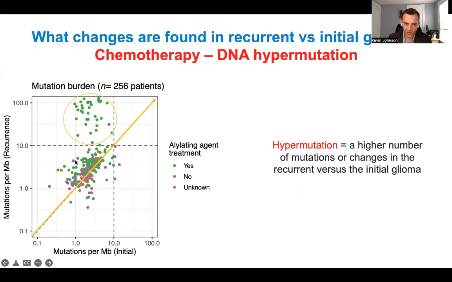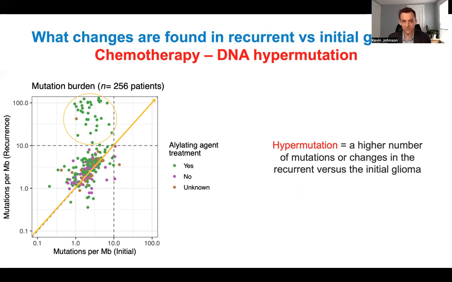But note that not all patients that are treated with this therapy develop this hypermutation phenotype. So it's really just a small subset of patients that go on to develop these large number of new mutations that may explain why their disease came back.